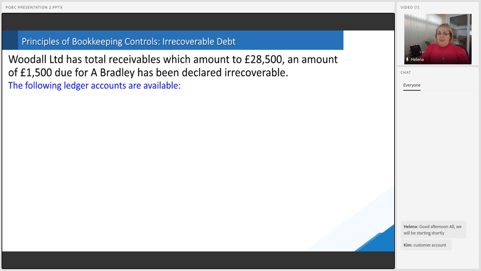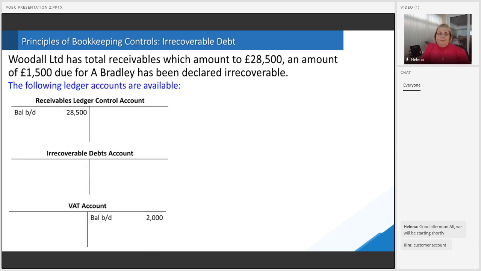We've been given the following ledger accounts. So we've got a balance brought down on the debit side of our receivables ledger control account. We're comfortable with that. It's a debit, it's an asset. We've got an irrecoverable debt account, which doesn't have any transactions in at the moment. There's no irrecoverable debts being recorded at the moment. And we've got a VAT account with a balance brought down of £2,000.